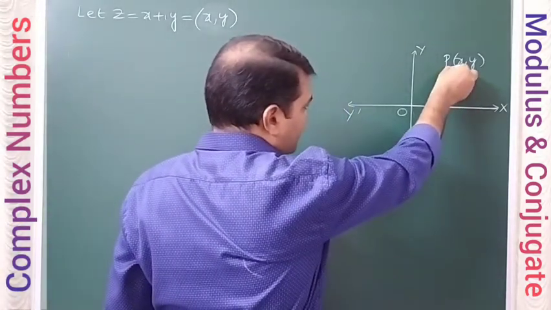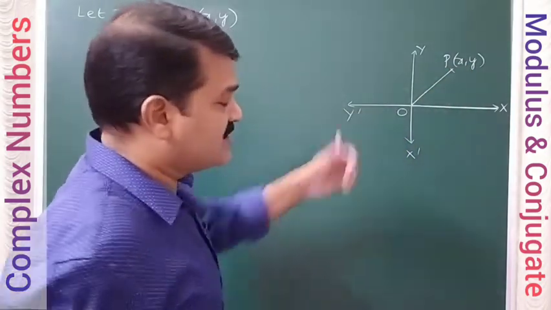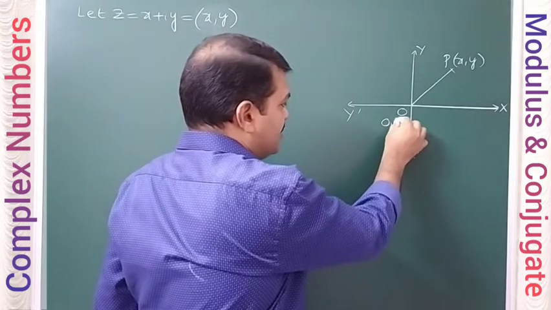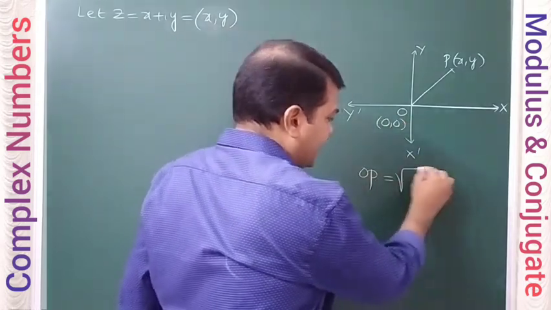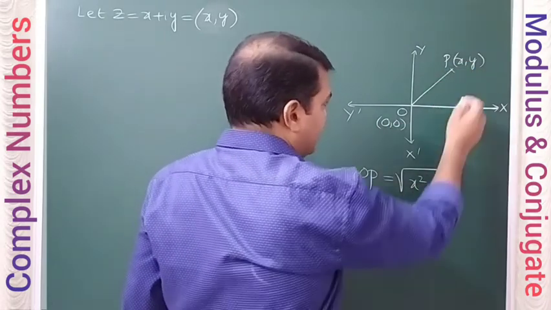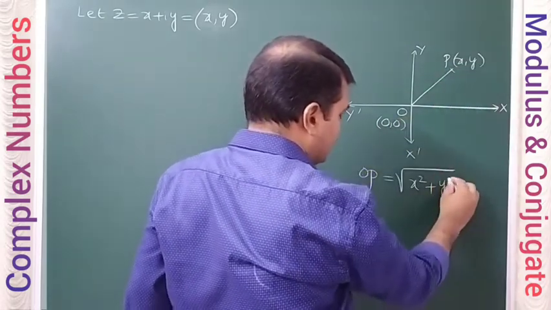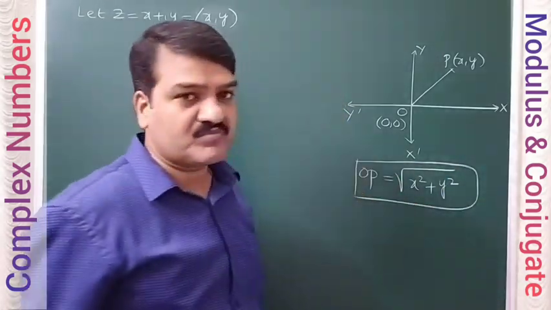So what is the distance of this point from the origin? You can use the distance formula. Origin is 0 comma 0. So OP using the distance formula is under root x minus 0 whole square plus y minus 0 whole square. So this is the distance between O and P.